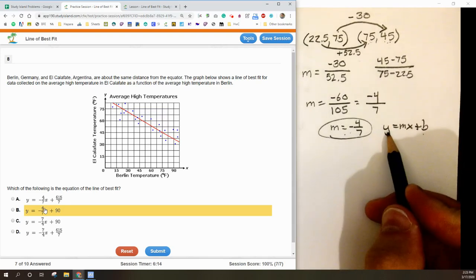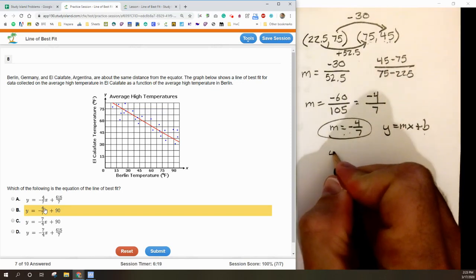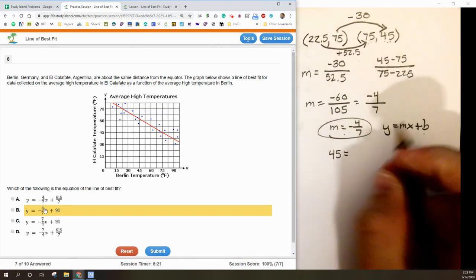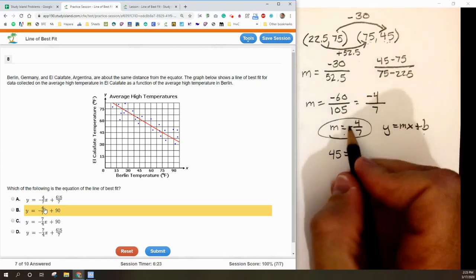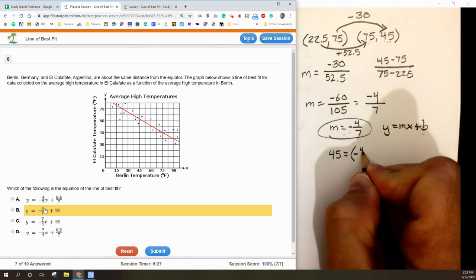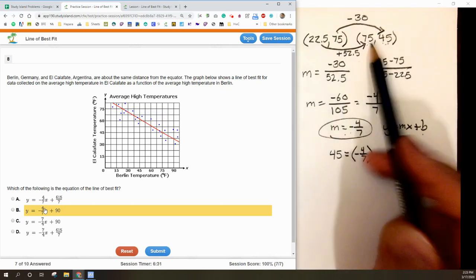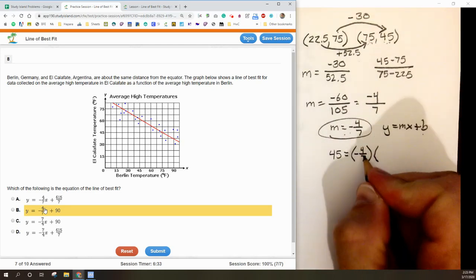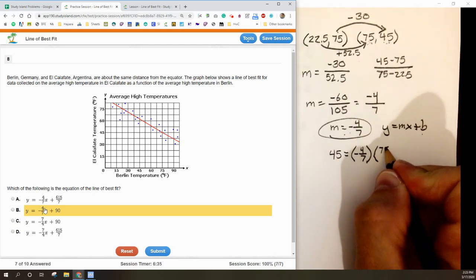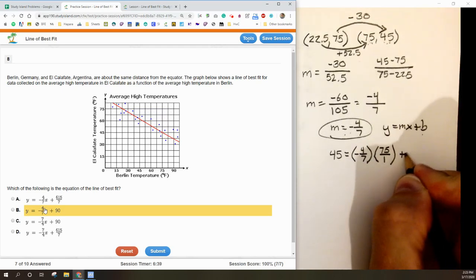So here we go. What was the y value in this point? 45. So instead of y equals, I'll write 45 equals. And instead of m times x, I'll write what we got for m, which is negative 4/7. And instead of x, I'll write the x coordinate, which is 75. Now, since I'm multiplying a fraction by a fraction, I'm going to write my 75 as 75 over 1. And then I have plus b.